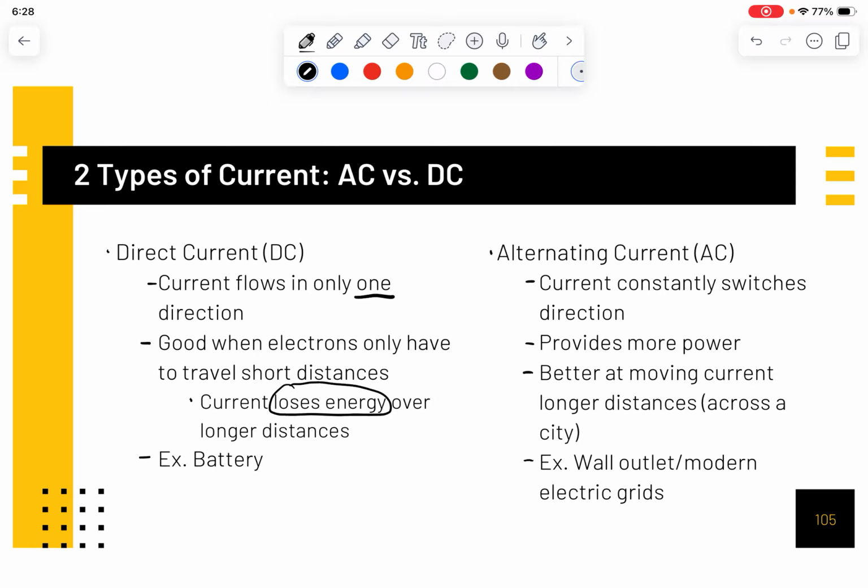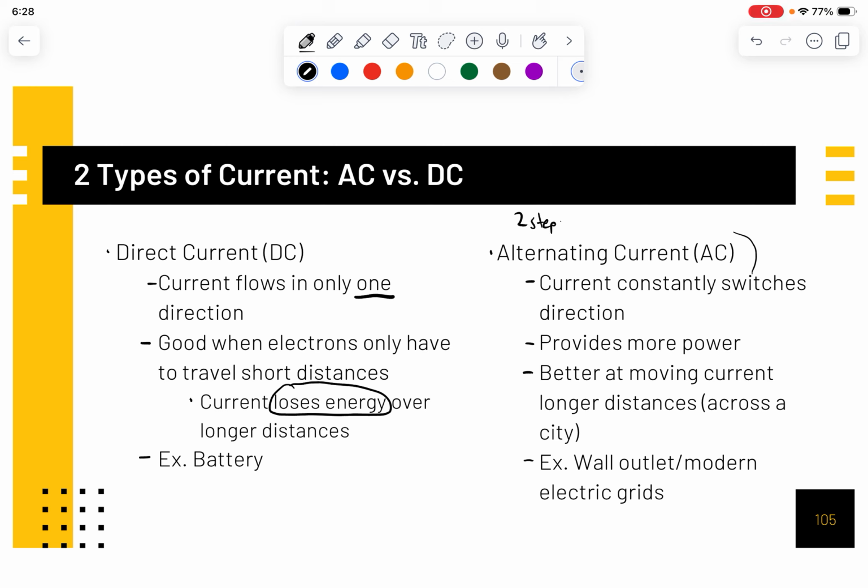Alternating current, on the other hand, instead of flowing in only one direction, is constantly switching the direction it's moving. We can think of this as someone who takes 2 steps forward, then 1 step back, 2 steps forward, 1 step back. Eventually over time they do move forward overall, but it takes a little bit longer. It's this constant back and forth movement.